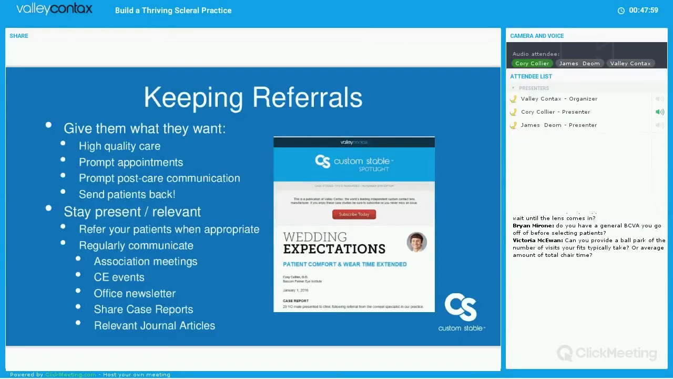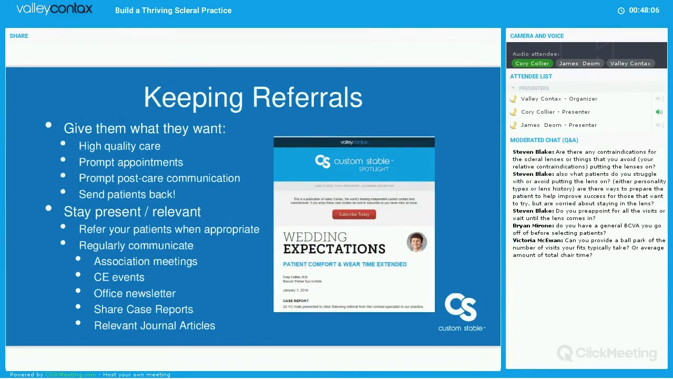Many offices develop newsletters which can keep you on your referral network's mind at all times, and sharing case reports or journal articles with docs about your successes, or this is the success that we've been having with this lens. This is the type of patient that we recently fit and we did really well with it. Maybe it's something that you hadn't thought of before to the referring doc. And I think that just provides even more information to those docs to continue to refer to you, because they know you're on the cutting edge and that you're staying relevant with information.